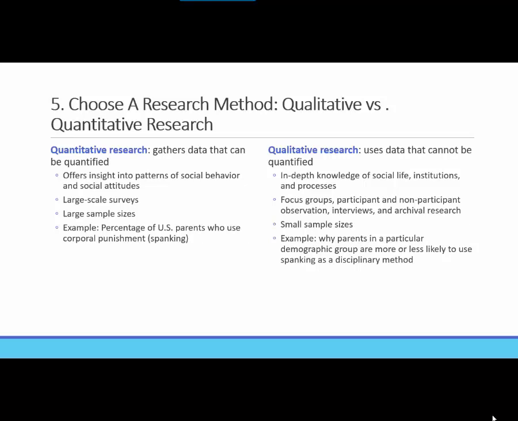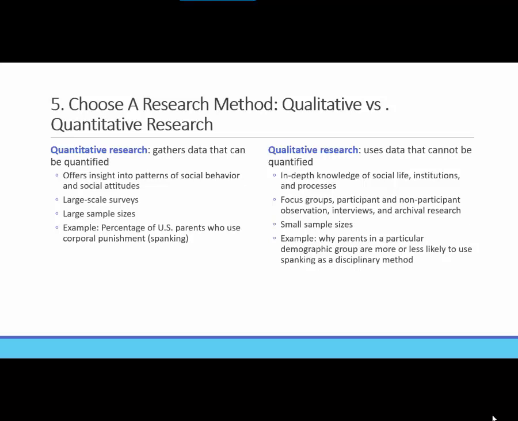The trade-off is you do not necessarily get very detailed data because you are giving people forced choice options, A, B, C, D, yes, no. So it offers insight into patterns of social behavior and social attitudes, but it doesn't tell you why people do the things they do or why they feel the way that they feel. So, an example is if you want to answer the question, the percentage of U.S. parents who use corporal punishment, i.e., spanking, this is the type of question that could be easily answered through quantitative research methodology.